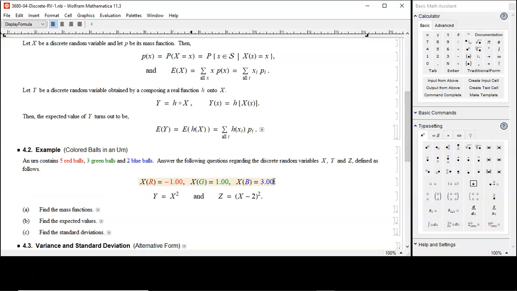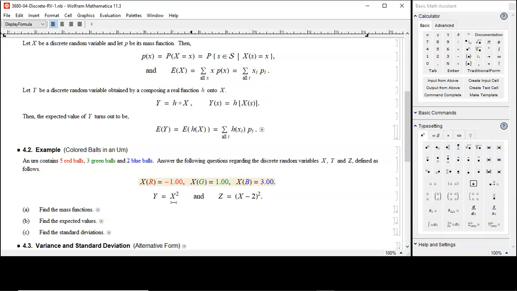Okay, let x be a random variable given like this. 5 red balls, 3 green balls, and 2 blue balls. If red, then I lose $1. Green, then I win $1. And blue, I win $3. Alright? Okay. Calculating the expected value of this x is left to the students.